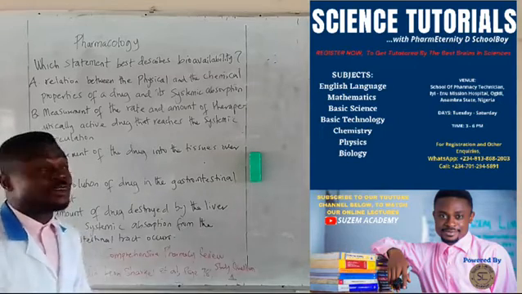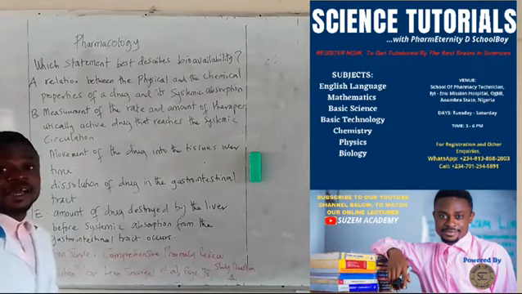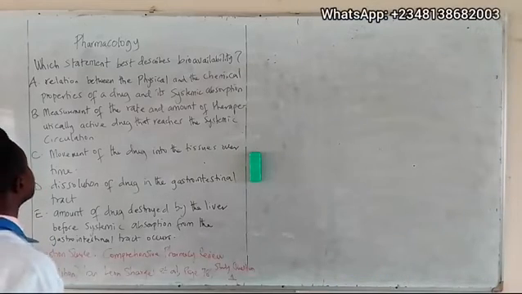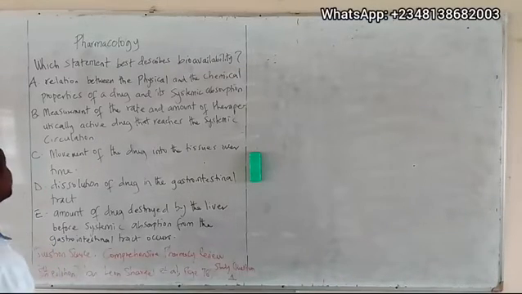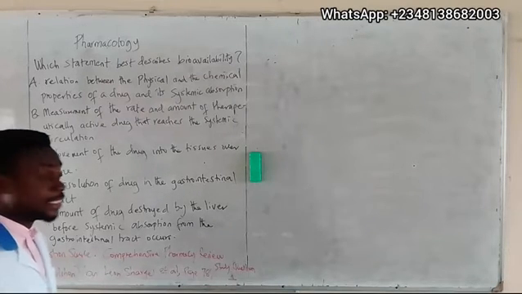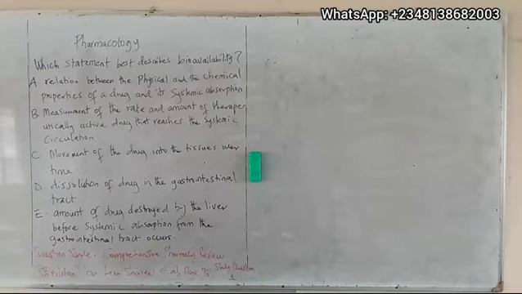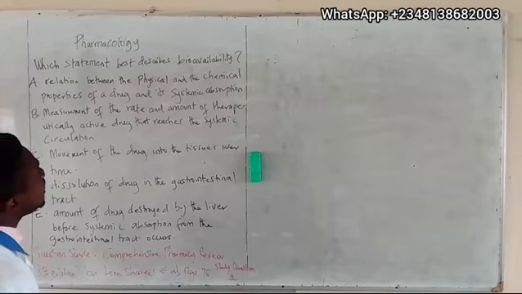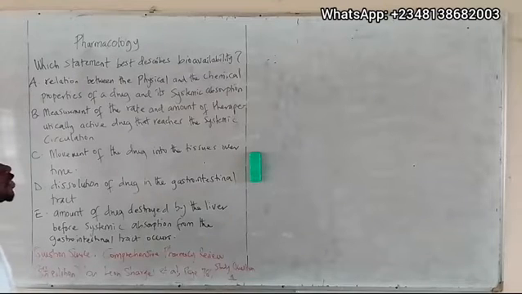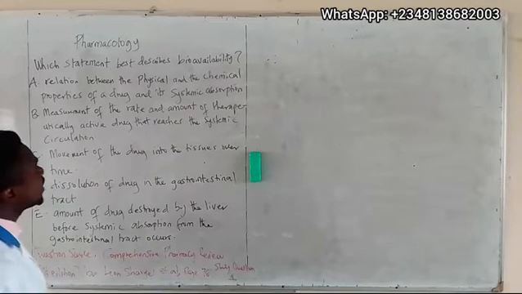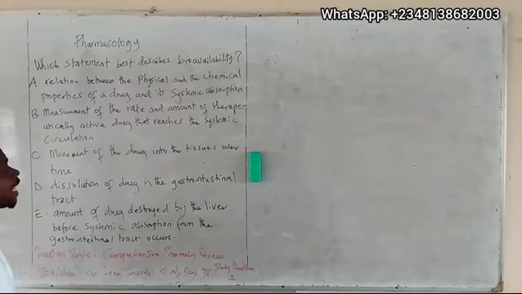Today we are going to take a look at pharmacology, and we have a question here on the board. The question says, which statement best describes bioavailability? A. Relation between the physical and the chemical properties of a drug and its systemic absorption. B. Measurement of the rate and the amount of therapeutically active drug that reaches the systemic circulation.